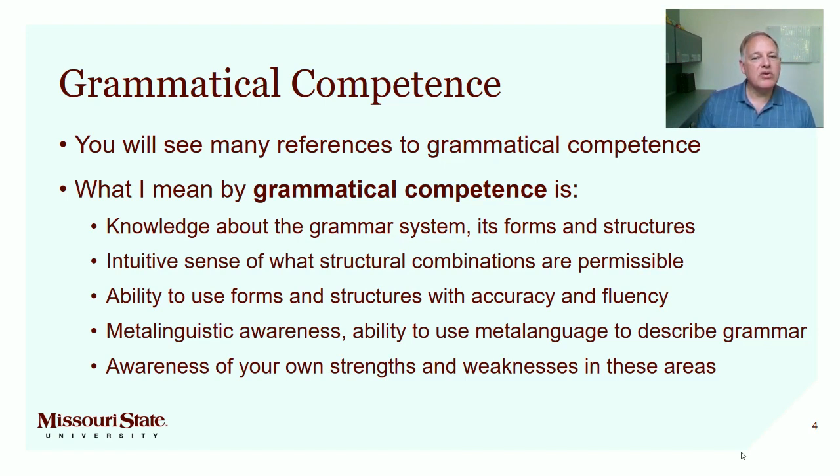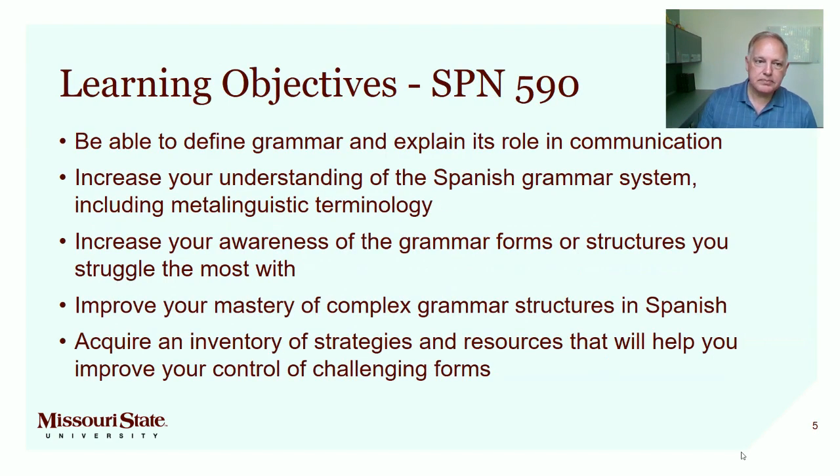It's also metalinguistic awareness, which means the ability to talk about grammar using the right terminology called metalanguage. So when I talk about nouns, adjectives, right? Word order, subject, verb, object, right? Verb conjugations, all those grammar terms, that's metalanguage. And finally, I think grammatical competence means being aware of your own strengths and weaknesses in these areas.